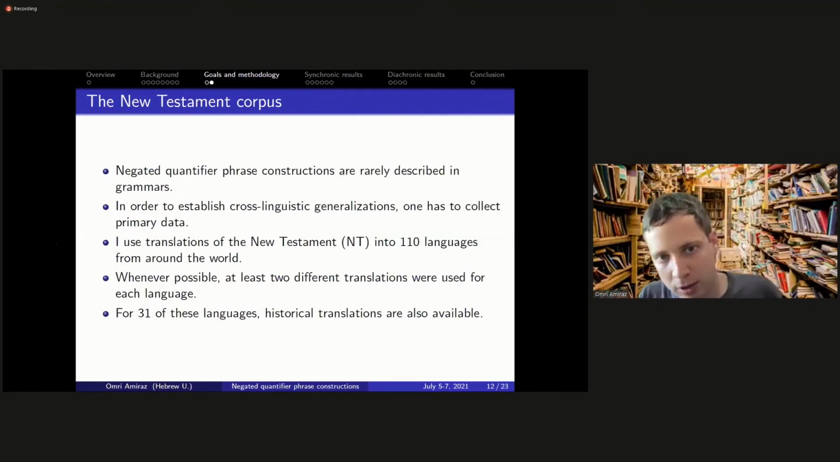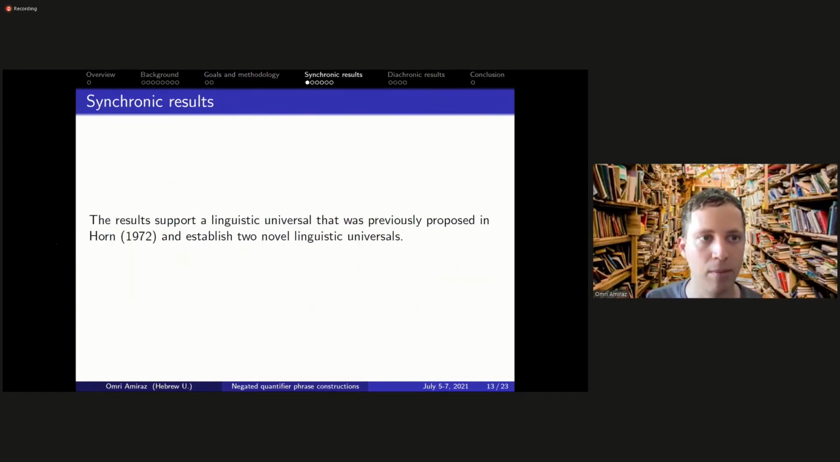So negated quantifier phrase constructions are rarely described in grammars. So in order to establish cross-linguistic generalizations, one has to collect primary data. For this purpose, I use translations of the New Testament into 110 languages from around the world. Whenever possible, I use at least 2 different translations for each language to have more data points that are more independent of each other. And for 31 of these languages, historical translations are also available, which is a major advantage of this corpus.